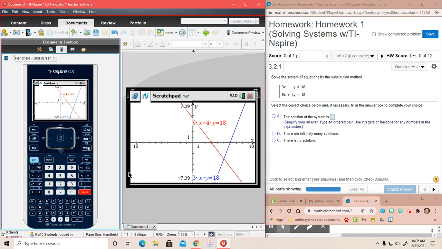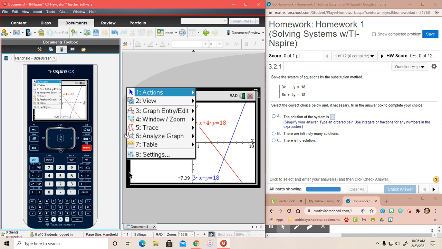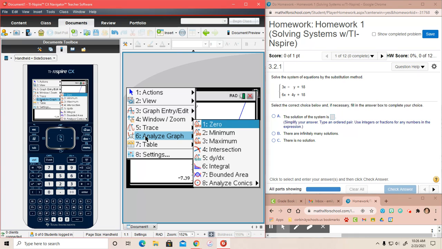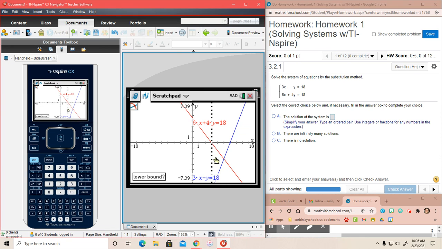Okay, so here you see your two lines, and we're looking for the point where they intersect. You can do that a couple different ways, but if you go to menu, analyze graph, intersection, you drag this dotted line to the left, to the right, and there it tells you your intersection is 5, -3. So you can solve all of your linear systems of two variables by graphing if you want.